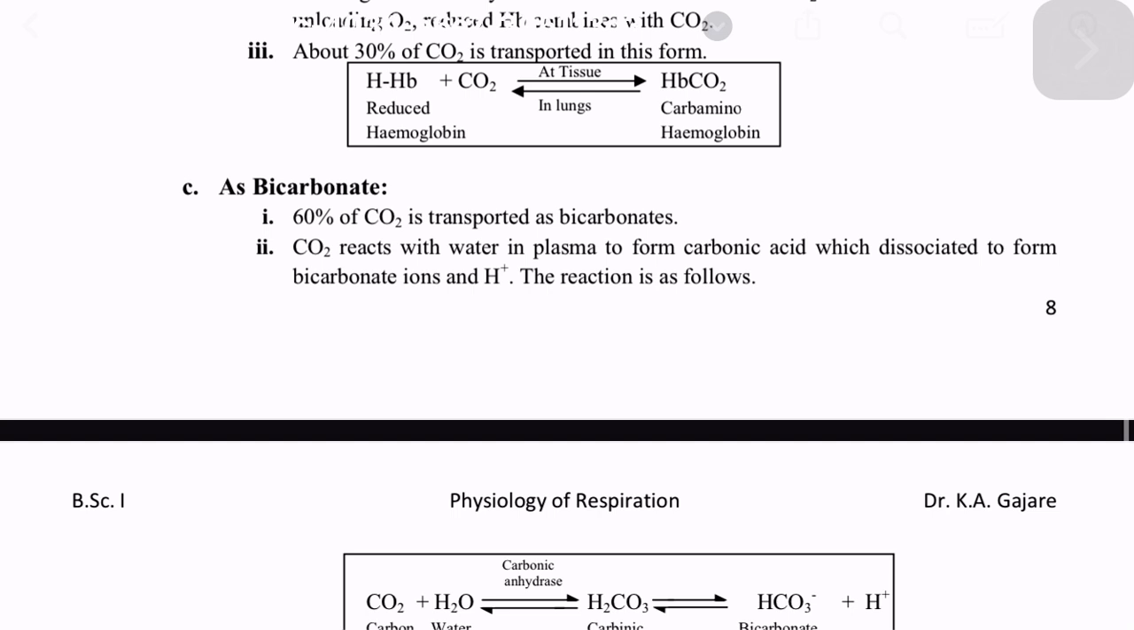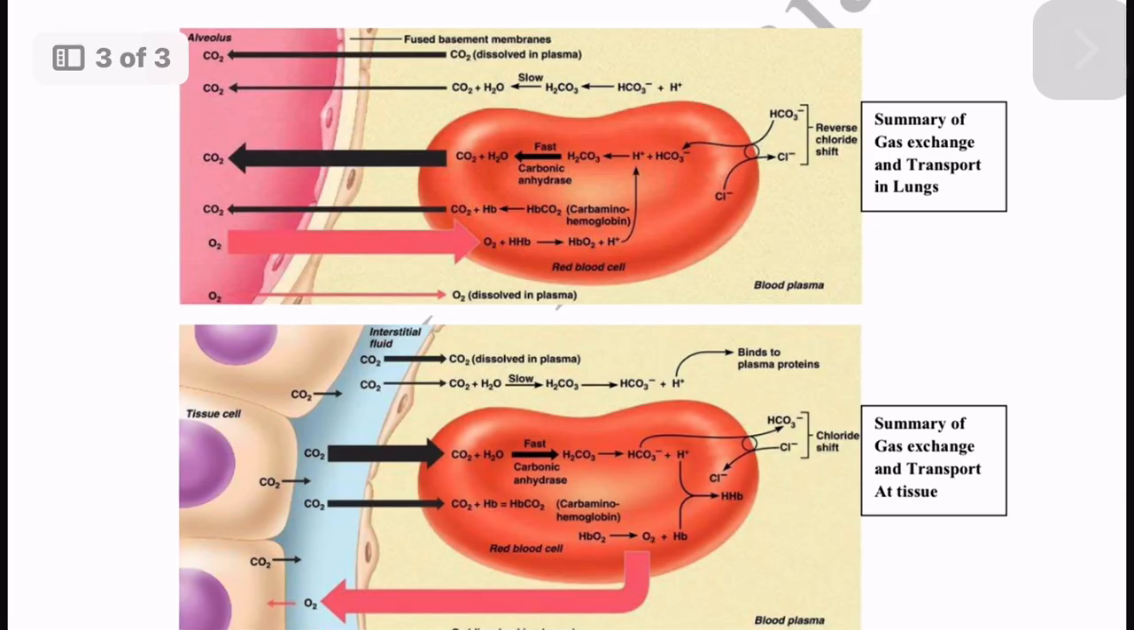The first step of this reaction occurs very slowly in plasma, but in RBC it takes place rapidly. This is because an enzyme, carbonic anhydrase, which catalyzes the reaction, is present in RBC. As this reaction proceeds, bicarbonate ions and H+ accumulate in RBC. Bicarbonate diffuses out of RBC by passive transport, but the membrane is less permeable to H+.